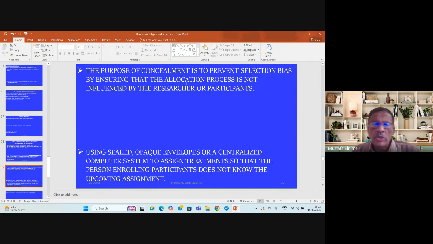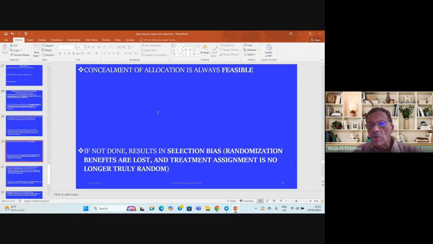The purpose of concealment is to prevent selection bias by ensuring that the allocation process is not influenced by the researcher or participant, using, for example, sealed opaque envelopes or a centralized computer system to assign treatments, so that the person enrolling the participant doesn't know the upcoming assignment. Concealment of allocation is always possible, and if not done, it results in selection bias. Randomization benefits are lost or reduced, and treatment assignment is no longer truly random.